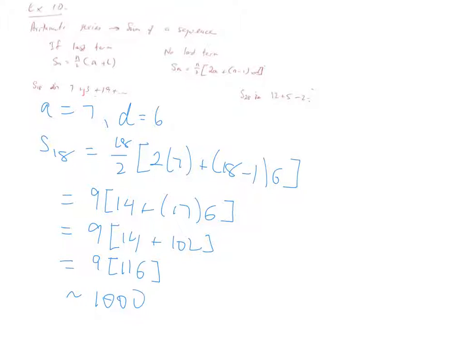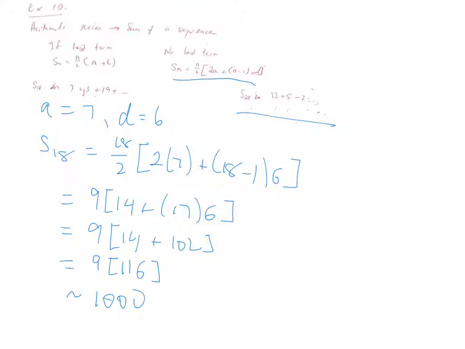Okay, just to have a look at the formula again. We've got 12, 5, negative 2, and then another one after that. So once again, we're not given a last term, we're given a bunch of dots, so we don't know our last term, so we've got to use this formula. And this one is to find S28. So once again, our sequence is 12, 5, negative 2, and we want to find the sum of the first 28 terms.